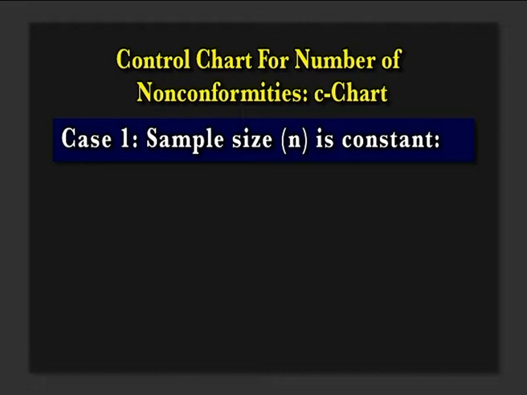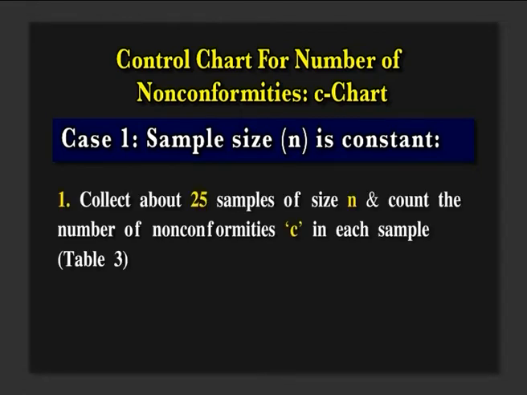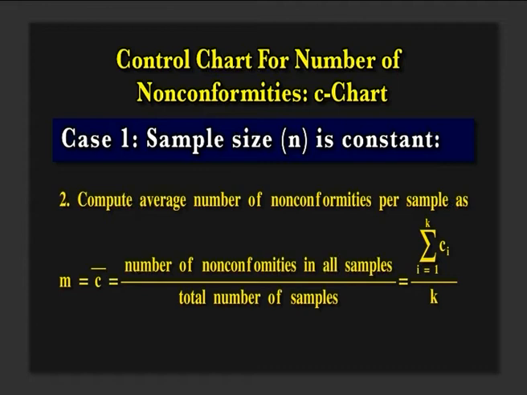Case 1. Sample size n is constant. Step 1. Collect about 25 samples of size n and count the number of nonconformities C in each sample as explained in table 3. Step 2. Compute the average number of nonconformities per sample as C bar, equal to number of nonconformities in all the samples divided by total number of samples, that is equal to summation Ci divided by k.